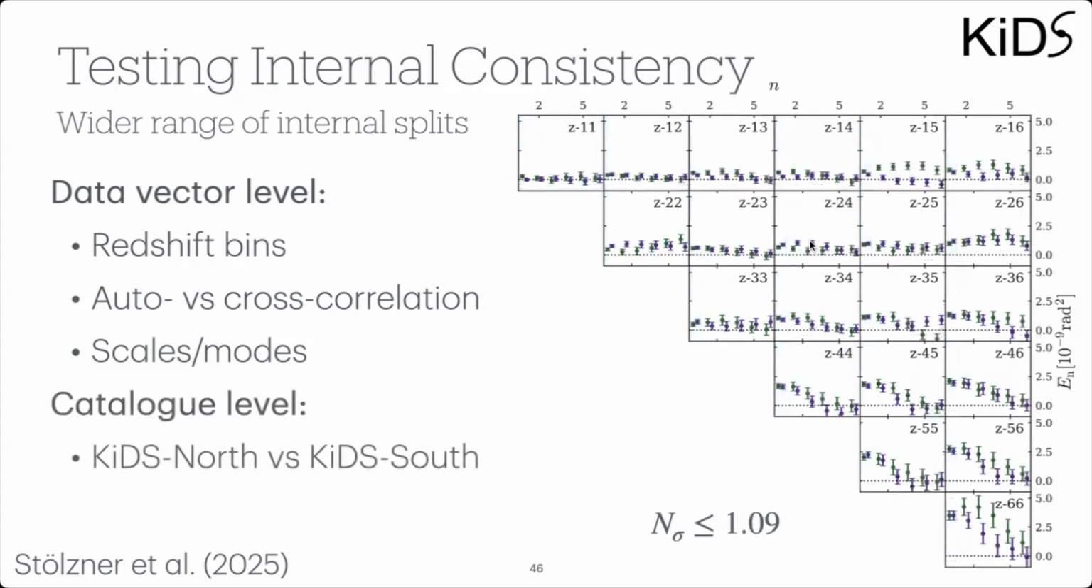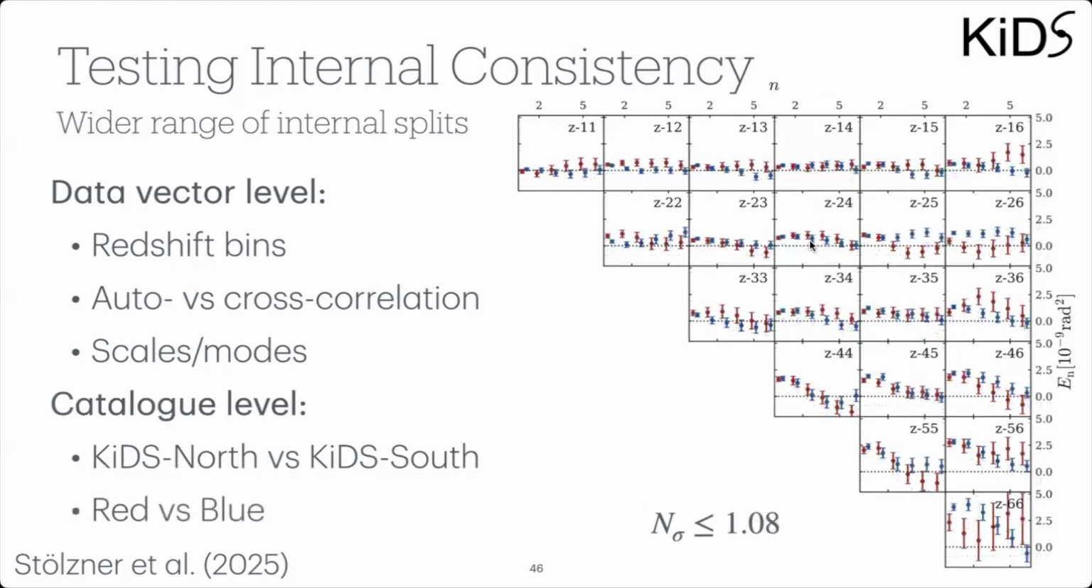Additionally, we divided the catalog itself into different subsets. And here, an obvious choice is to divide the catalog into measurements in our northern patch and the southern patch, which are shown here in green and purple. And secondly, we also make a comparison between samples of red and blue galaxies. And this is done by using estimates of the galaxy type that are reported by our photo-z measurement code BPZ.